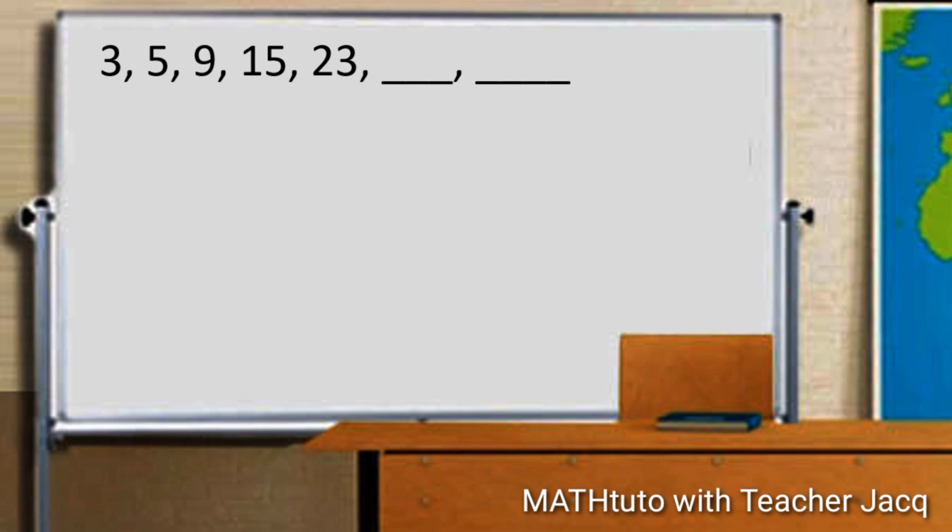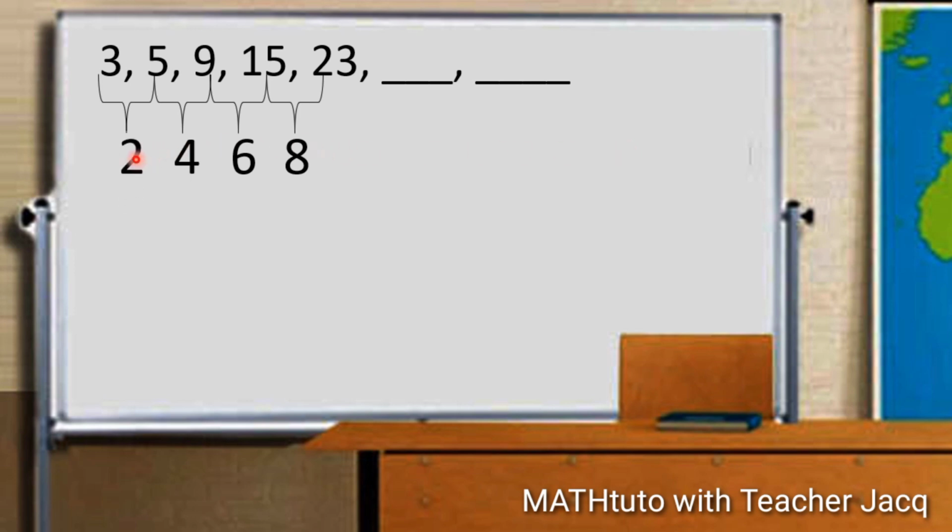Let's have our next given. So we have here 3, 5, 9, 15, 23, blank, and blank. Same process ang gagawin natin, is to get the difference of the consecutive terms. So, we have 23 minus 15 is 8. 15 minus 9 is 6. 9 minus 5 is 4. And 5 minus 3 is 2.